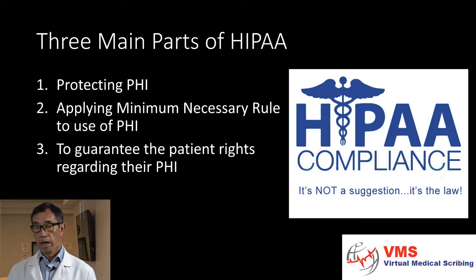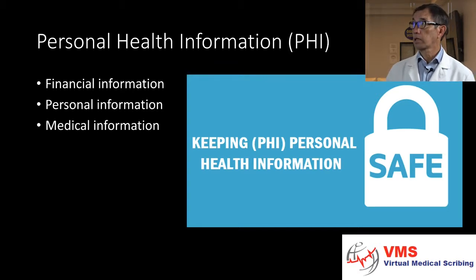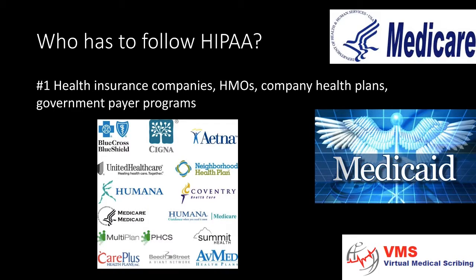It protects the patient health information, and then we have to be very careful what we disclose outside of the secure environment. And PHI, which is personal health information, is financial, personal, and medical information. You should only give out as much information as they absolutely need, and it's really the theory that you just disclose the minimum that you're allowed to do. So be very, very careful as a scribe not to divulge patient information that is secure.